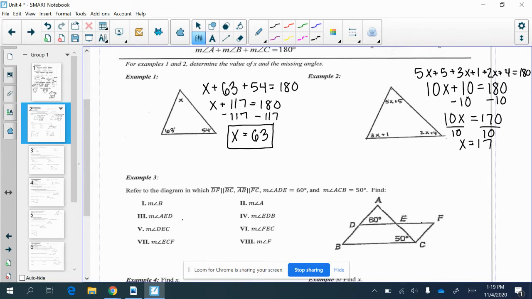So then to find the angle measures, we will plug them back in. So 5 times 17 plus 5 is equal to 90. And then we have 3 times 17 plus 1 is equal to 52. And 2 times 17 plus 4 is equal to 38.